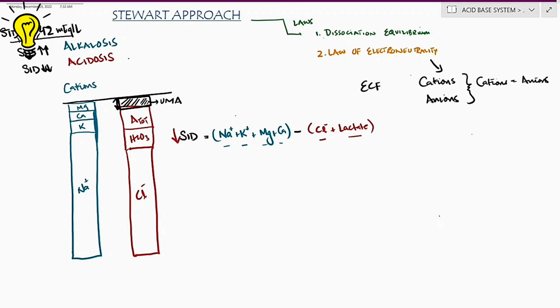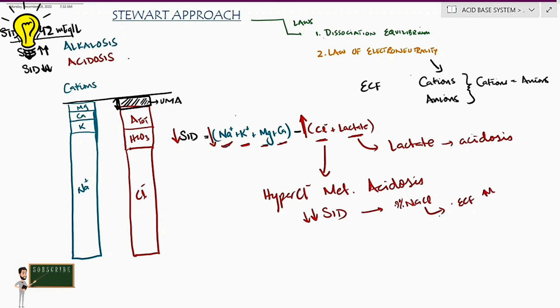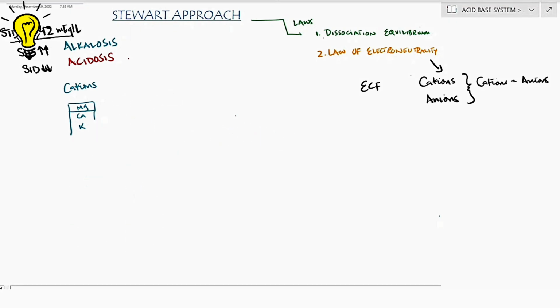On the contrary, any issue causing reduced strong ion difference, be it a decrease in strong cations or an increase in strong anions, would cause acidosis. We know about lactic acidosis. Similarly, in hyperchloremic metabolic acidosis, it's the chloride ion causing decrease in strong ion difference. That's the real culprit. When you give too much of 0.9% sodium chloride, the fluid adds chloride to the extracellular fluid more than the sodium. So the net change in strong ion difference favors acidosis.